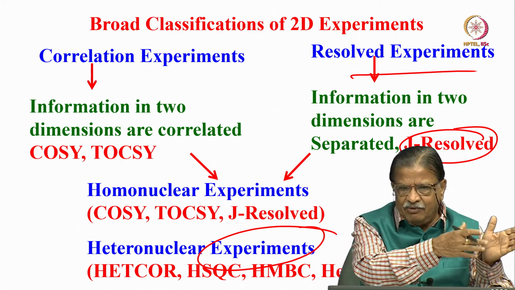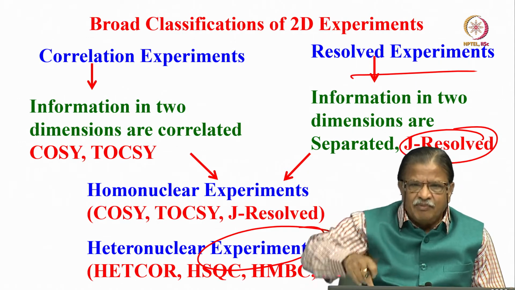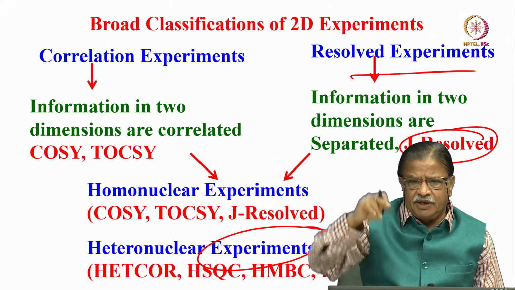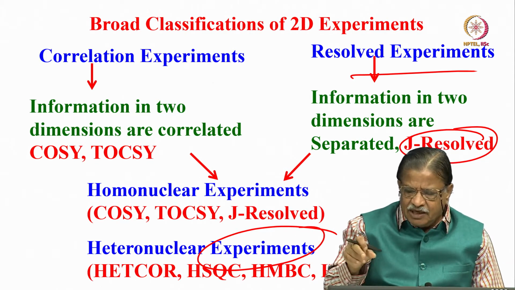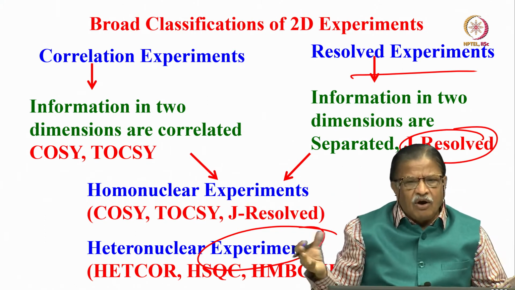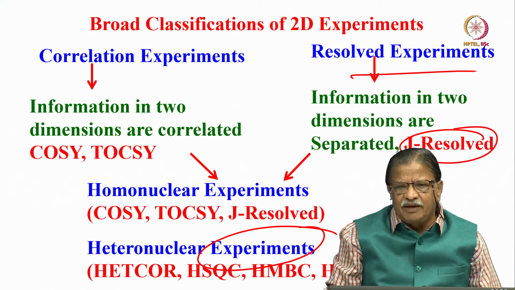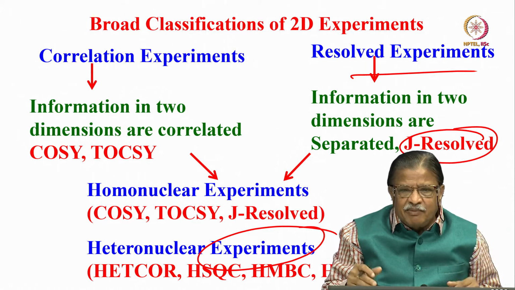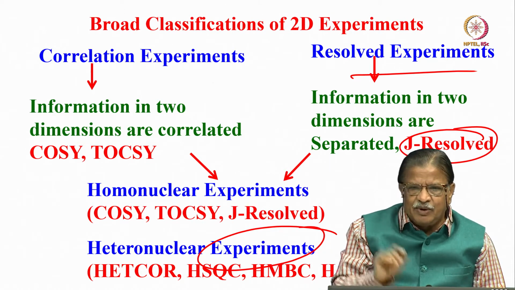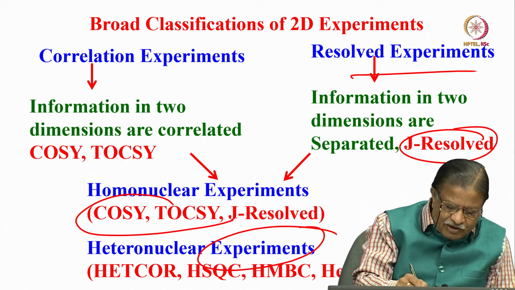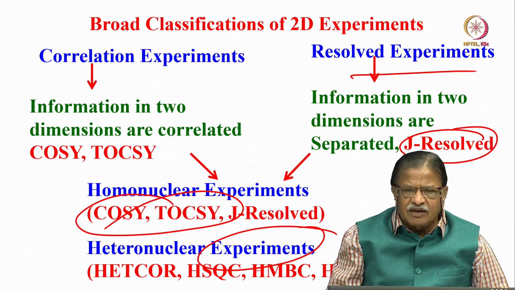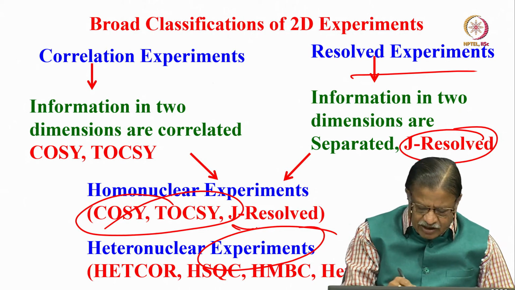For example, you can have carbon chemical shifts here, proton chemical shifts here, nitrogen chemical shifts here, carbon chemical shifts here, or proton chemical shifts here and carbon chemical shifts here, carbon proton couplings here. All those experiments can be designed. These are all common experiments, maybe 1 or 2 we can touch upon as quickly as possible. For example, for homonuclear experiments there are COSY and TOCSY, which are correlated experiments. J resolved is a resolved experiment.